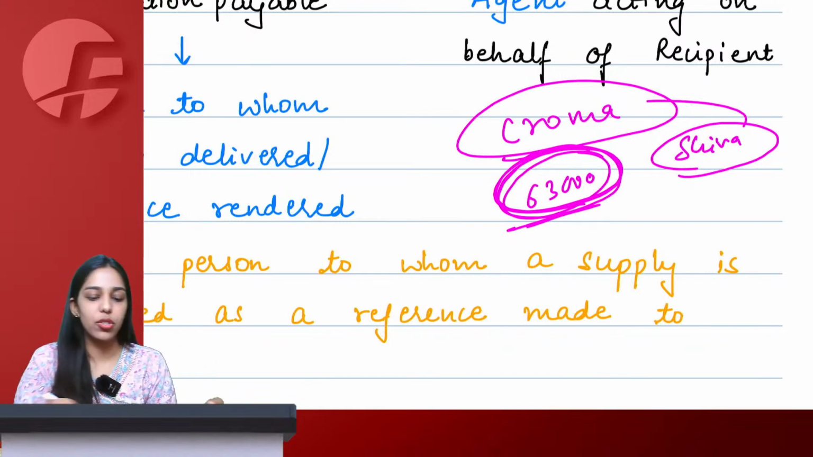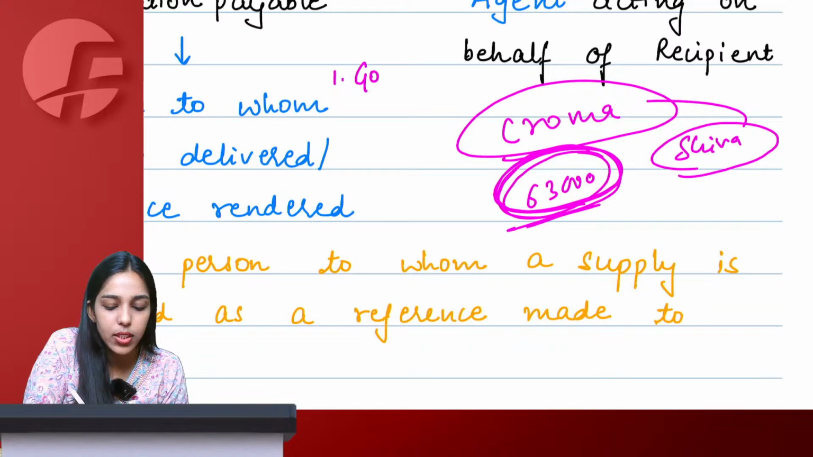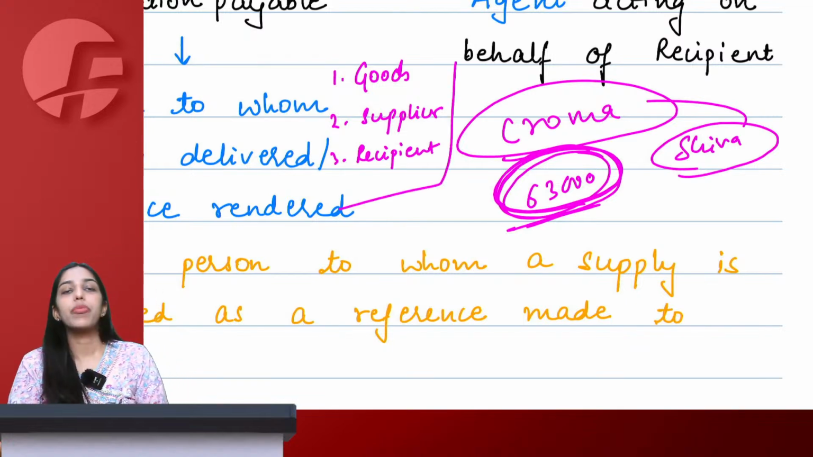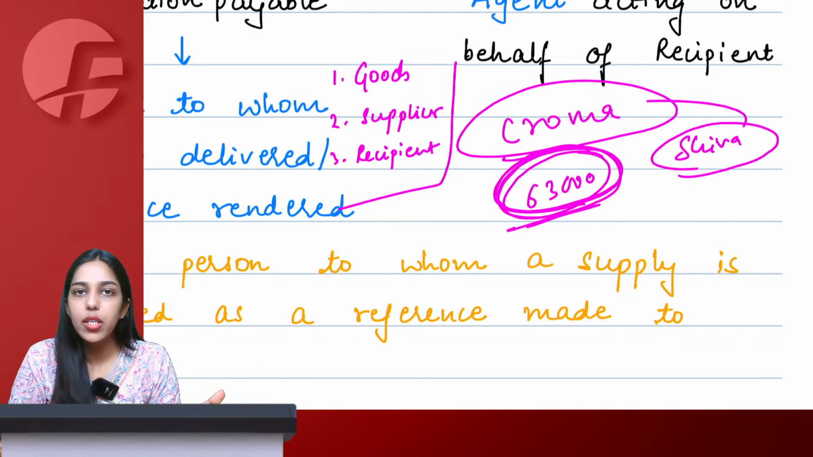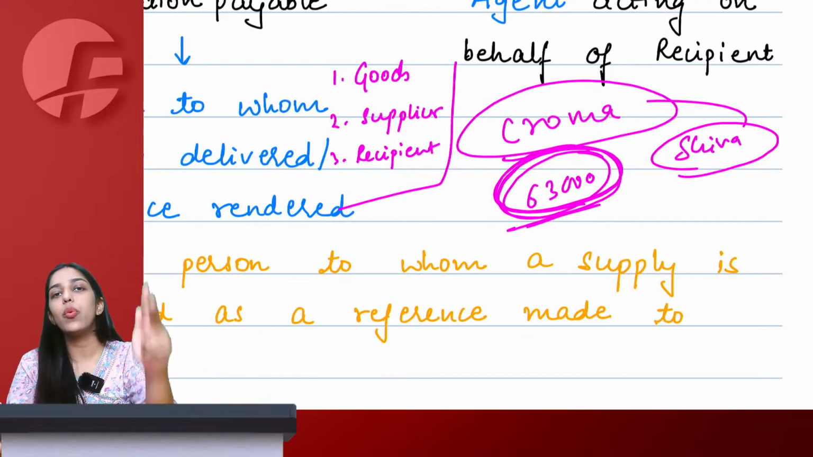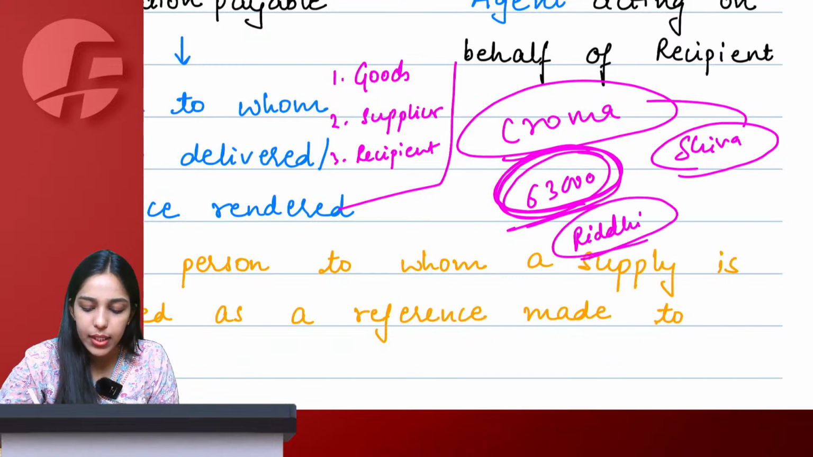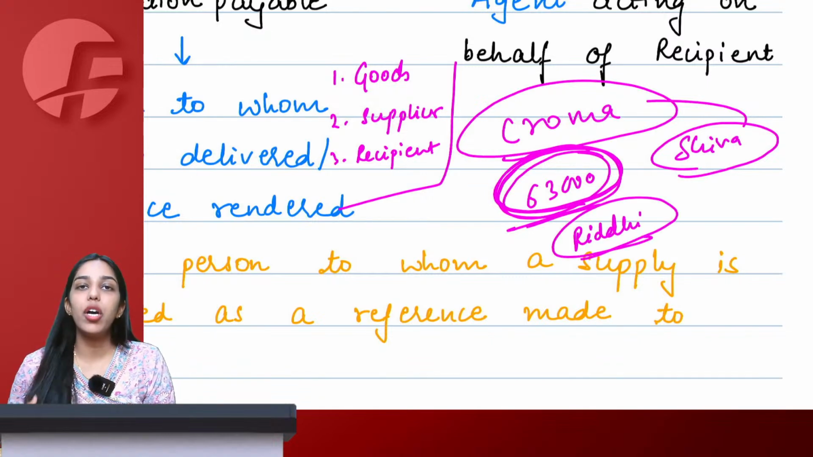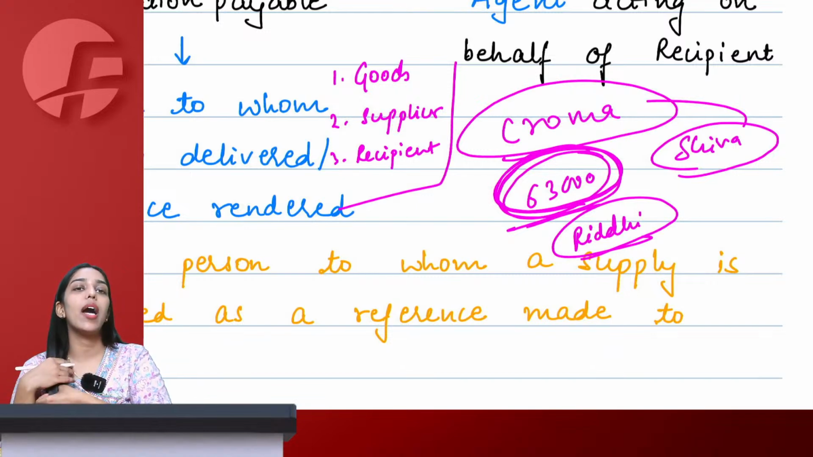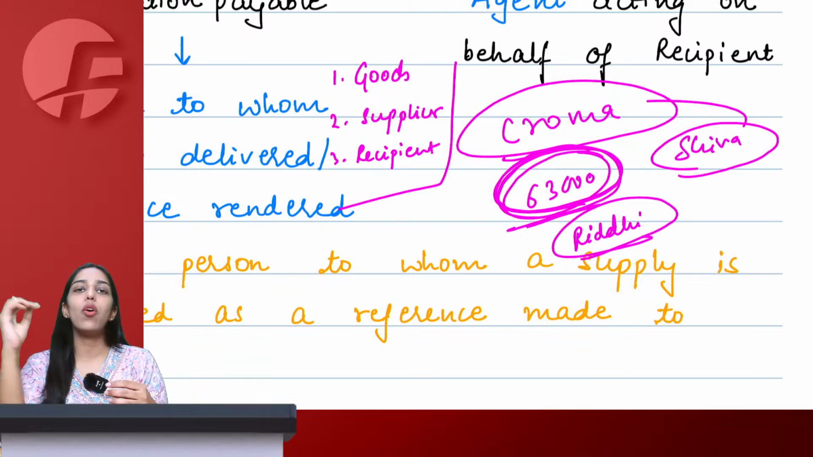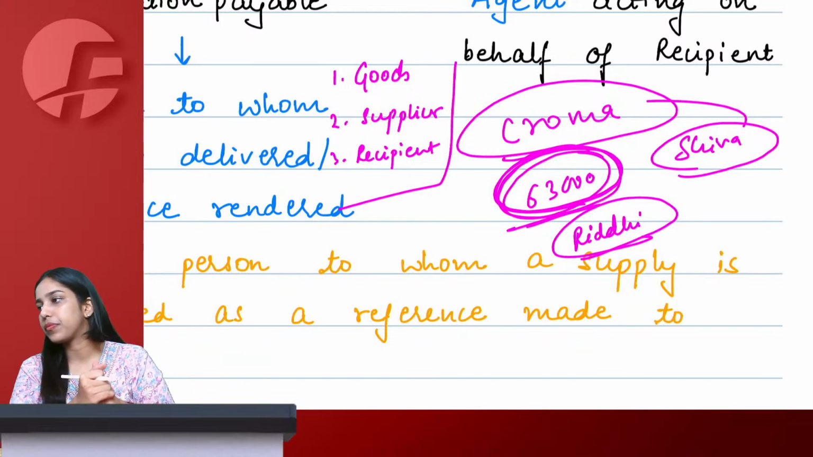Answer me these questions. What is the goods or service here? Who is the supplier? Who is the recipient? Answer three questions for me. So Riddhi went to Croma. Riddhi purchased the laptop for her business purpose, and just because she forgot to bring money, Shiva paid on behalf of her. Tell me.